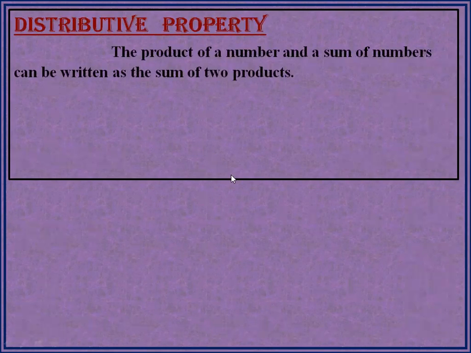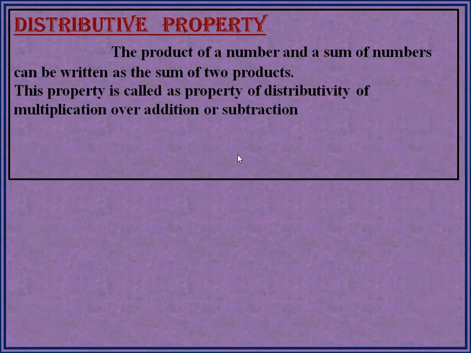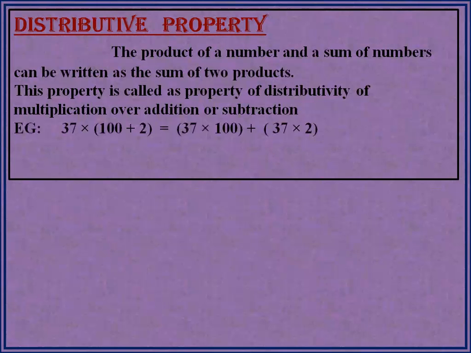Distributive property involves a minimum of two operations. The product of a number and the sum of two numbers can be written as the sum of two products. This property is called distributivity of multiplication over addition or subtraction. Example, 37 into (100 plus 2) can be written as 37 into 100 plus 37 into 2. This is the distributive property of multiplication over addition. 37 into (100 minus 2) can be written as 37 into 100 minus 37 into 2. This is the property of distributivity of multiplication over subtraction.